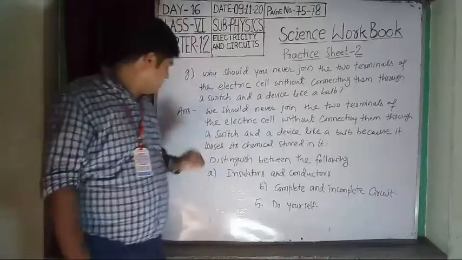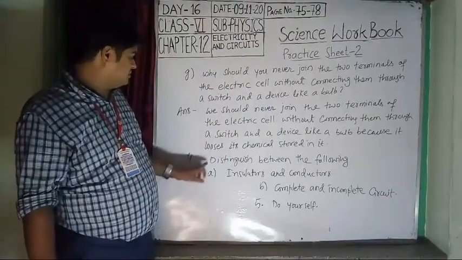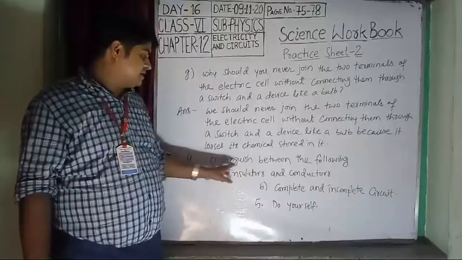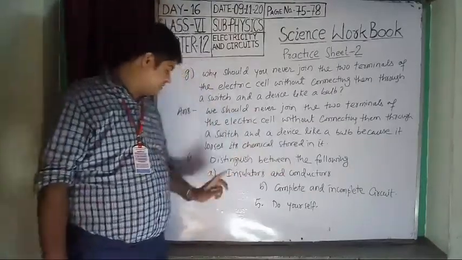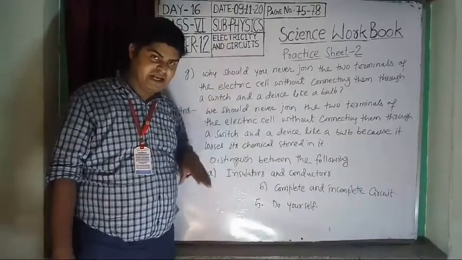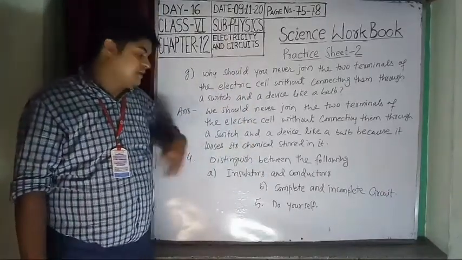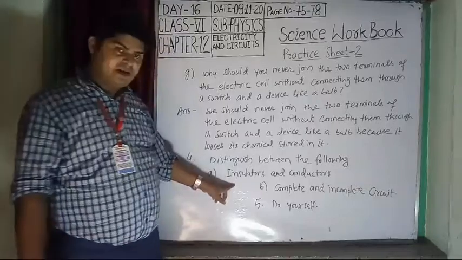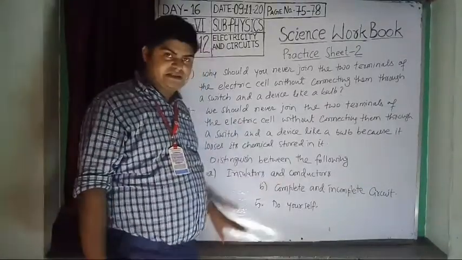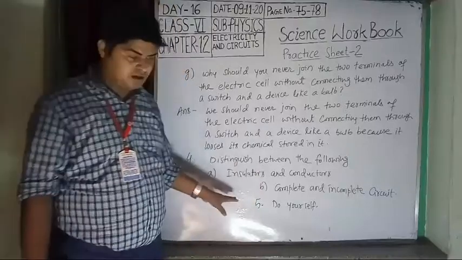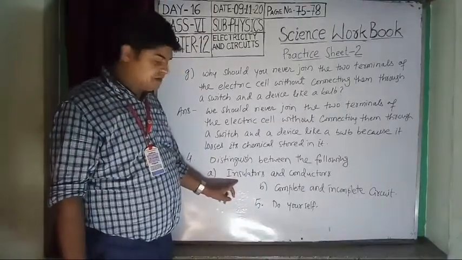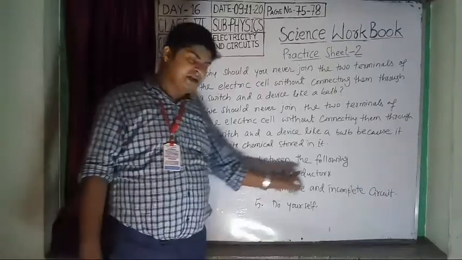Now question number 4. Distinguish between the following. This is a long question. There are two parts, question A and B, and I have done this in your exercise question. So you will do it by yourself. Question A: you will differentiate between insulators and conductors. I have solved such types of questions, so you will do this one by yourself.